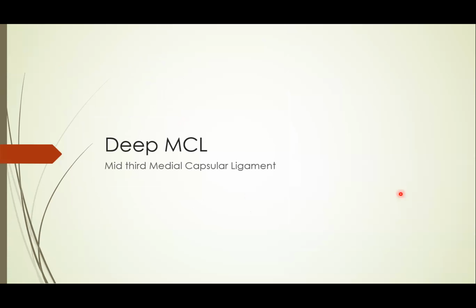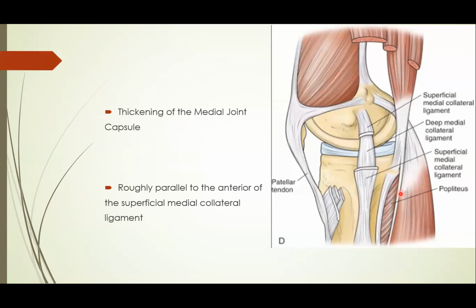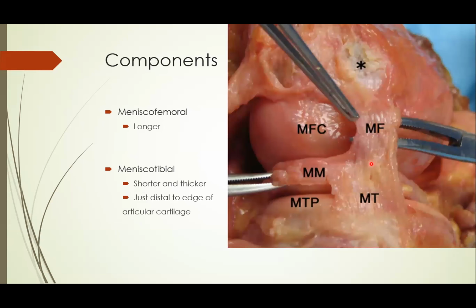Moving on to the deep MCL, this is a thickening of the medial joint capsule, found deeper to the superficial MCL layer, and it is roughly parallel to the anterior fibers of the superficial MCL. It has two major components, the meniscofemoral and the meniscotibial. The meniscofemoral is longer and the meniscotibial is shorter but thicker, and it attaches just distal to the articular cartilage of the medial tibial condyle.